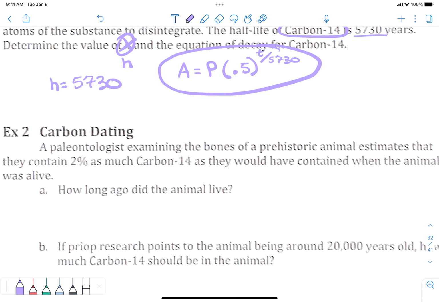So this would be the equation that we would use, and then they would say, if you have a substance that is 100 grams and it's been dead for 1,000 years, how much is just left?